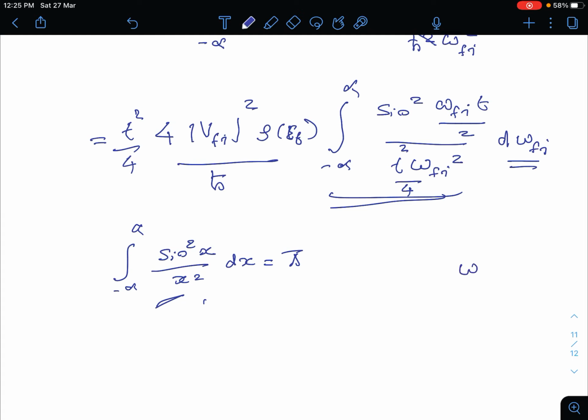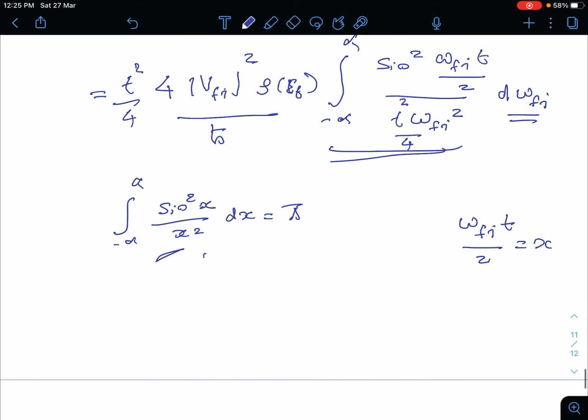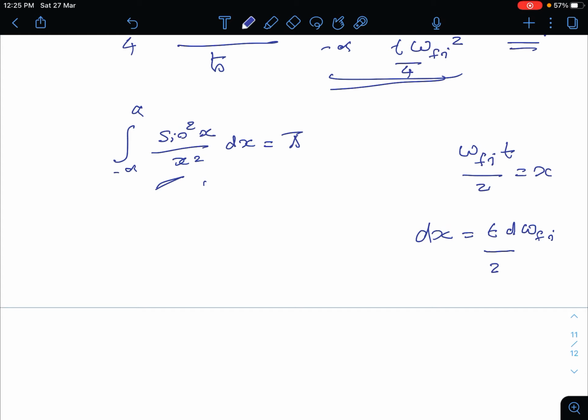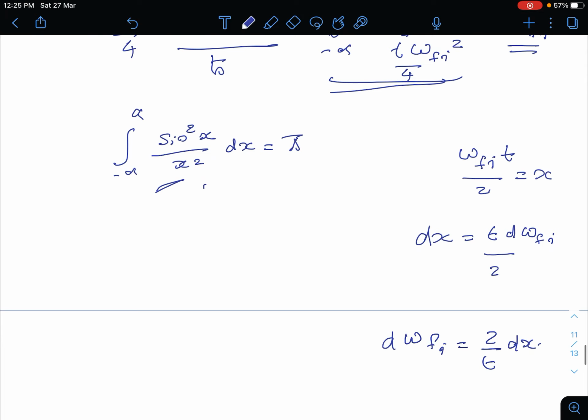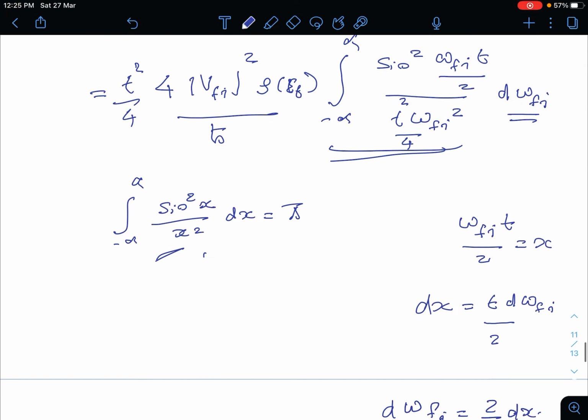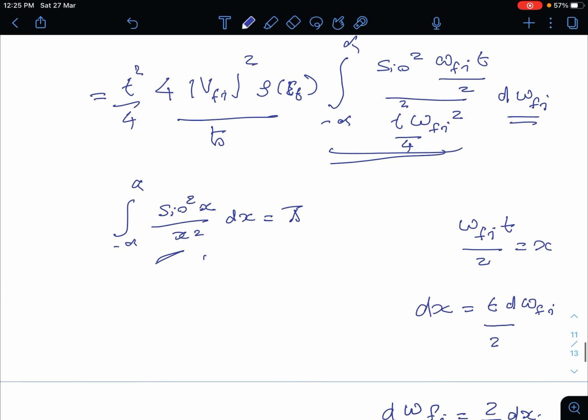Then we know omega_fi t by 2 is equal to x. So dx is simply t d omega_fi by 2. Clear? So d omega_fi is equal to 2 by t dx. So in place of d omega_fi, what should we put? We should put 2 by t dx.